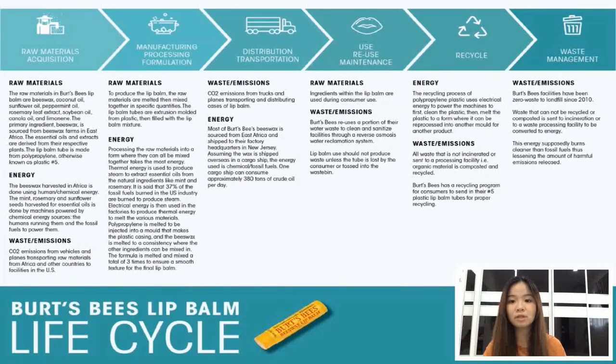Moving on to the recycle section. In the recycling process of this plastic, it uses electrical energy to power the machine to first clean the plastic and then melt the plastic so that it can be reprocessed in another mold for another product. The waste is not incinerated or sent to a processing facility, and Burt's Bees has a recycling program for consumers to send in their plastic lip balm tubes for proper recycling.